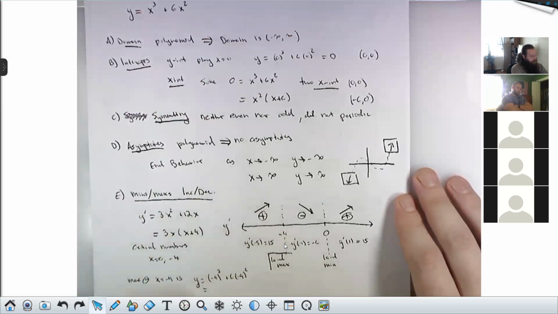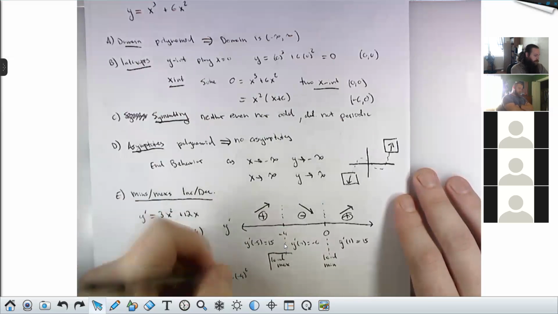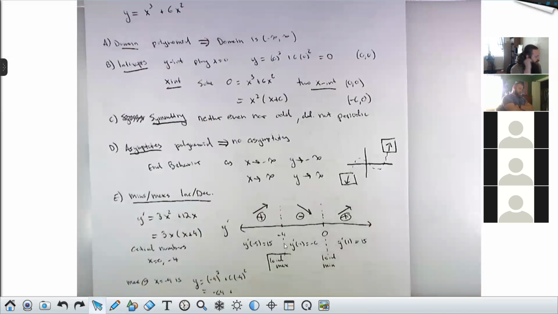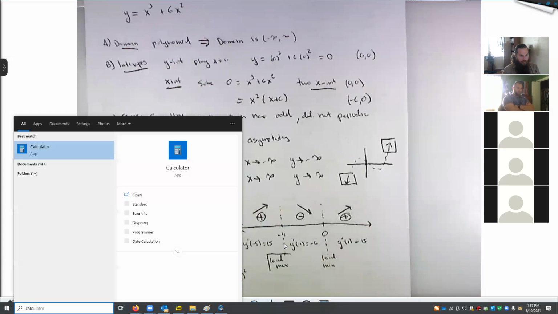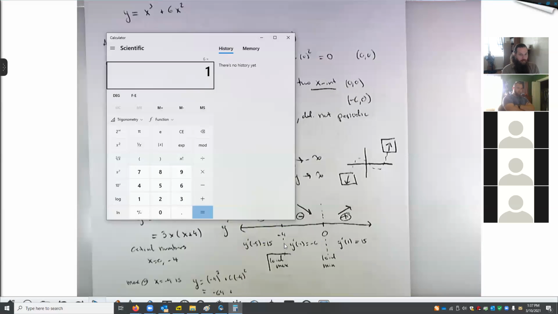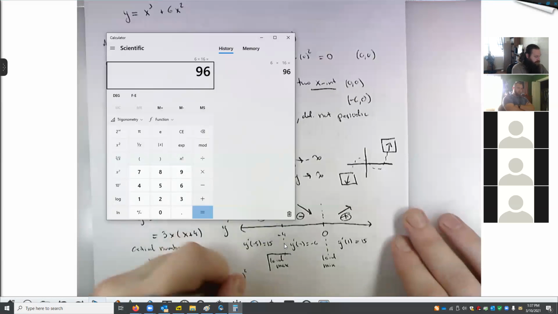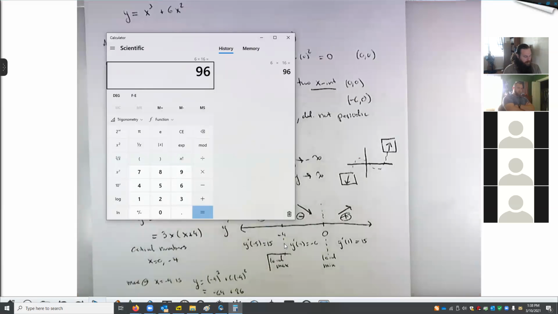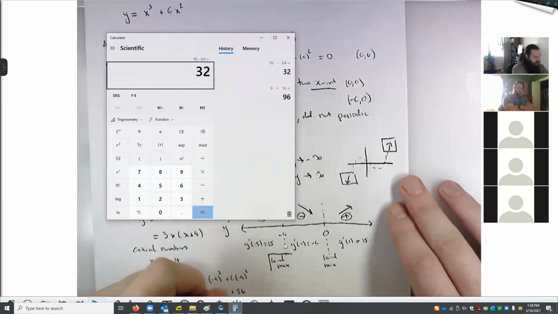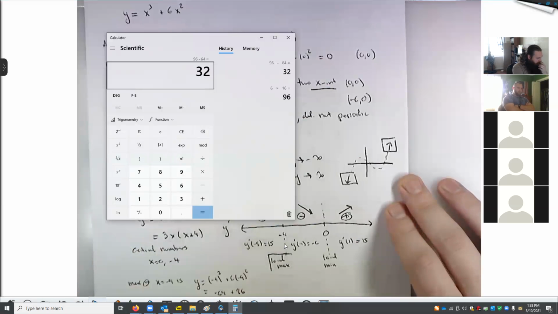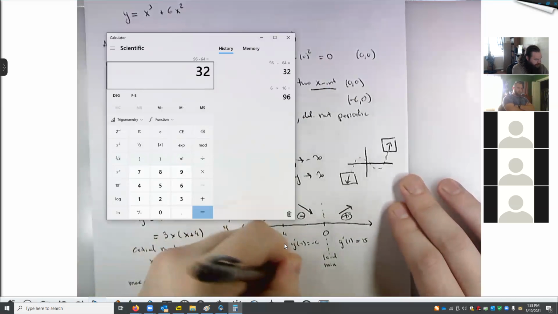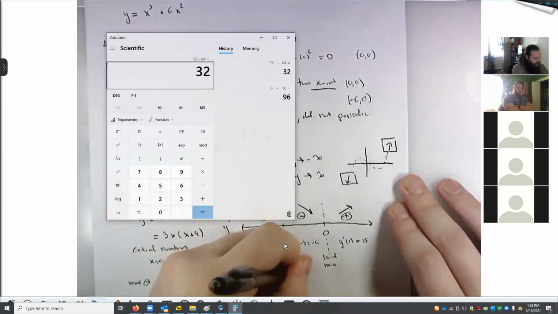-4 cubed is -64 plus 4 squared. Let me see. Oh, is this going to be bigger? It is. So 4 squared is 16. 6 times 16 is 96. And if I subtract 64 from that, I get 32. So the local max here is (-4, 32).